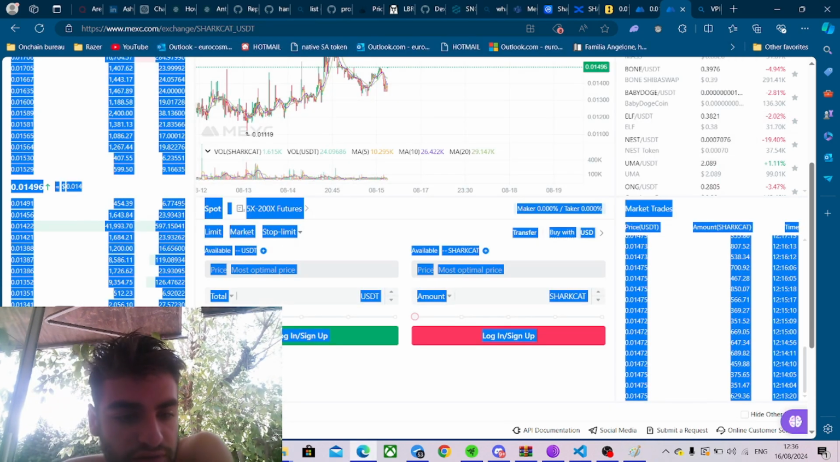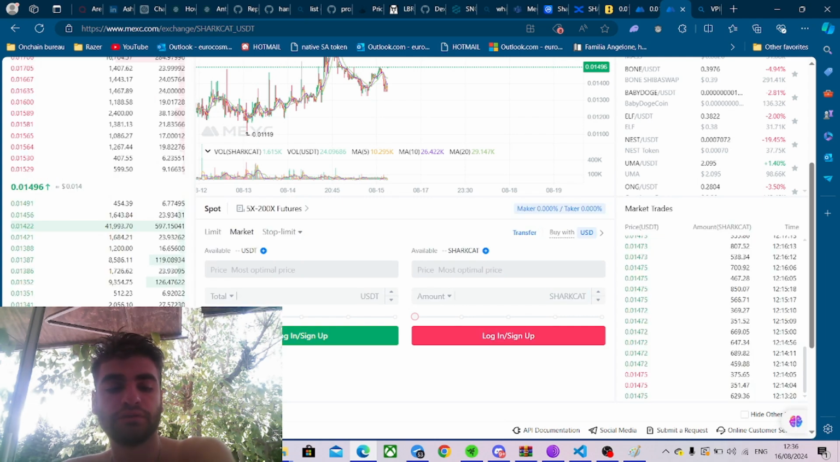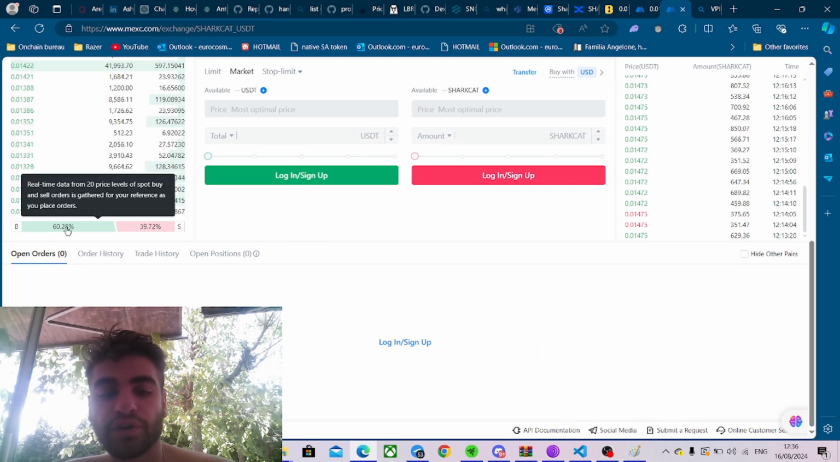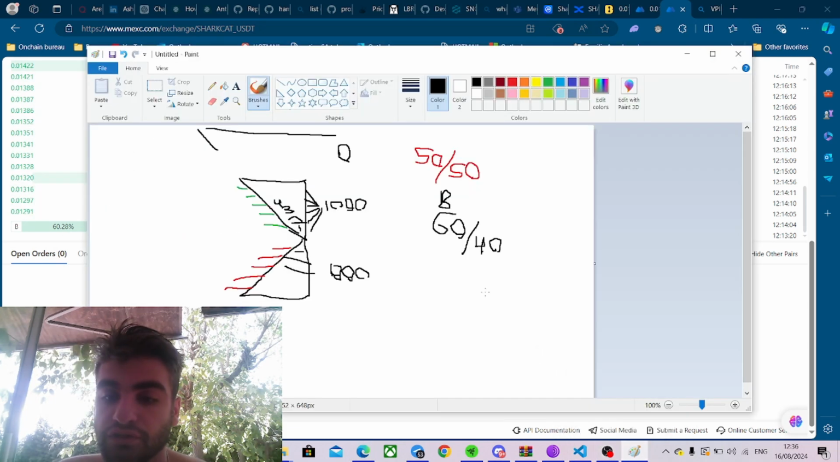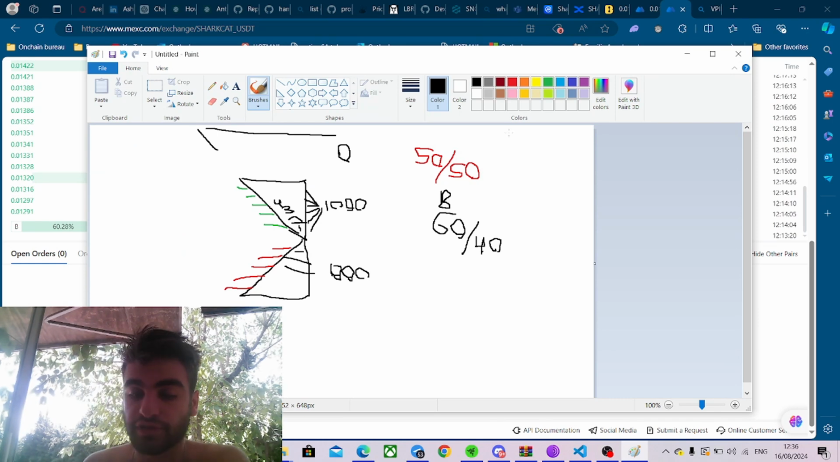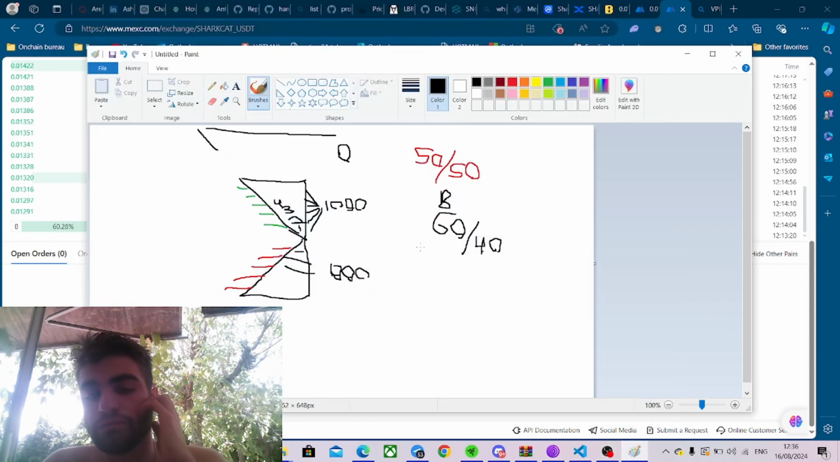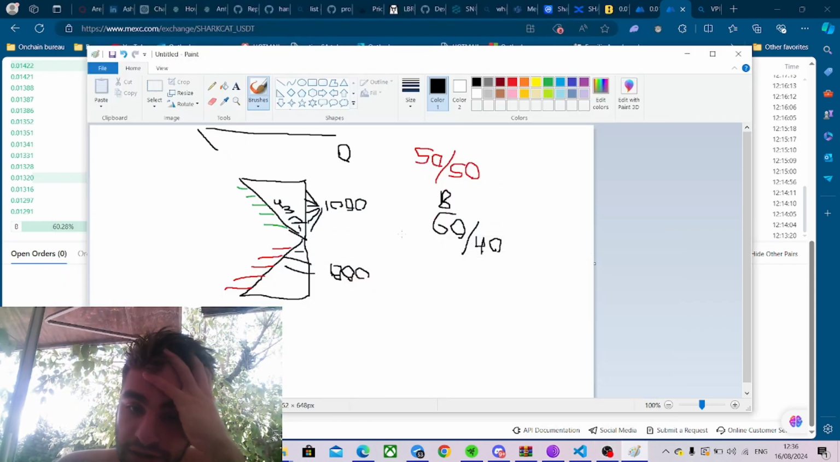I wanted to verify it was the volume, because we have to take into account the volume, not the amount of trades. Okay, so what would we do here? We would put a slightly different ratio.